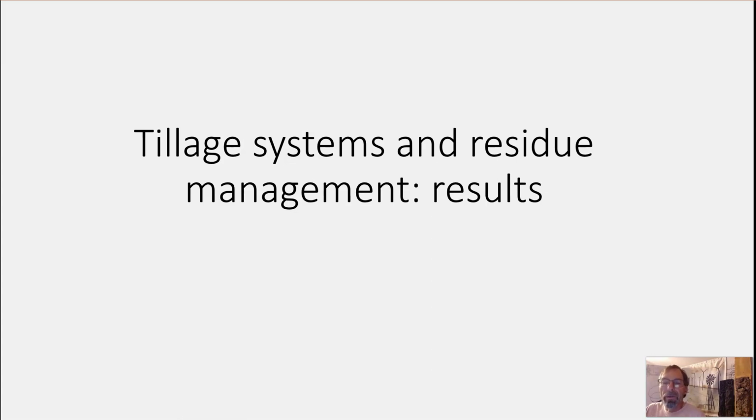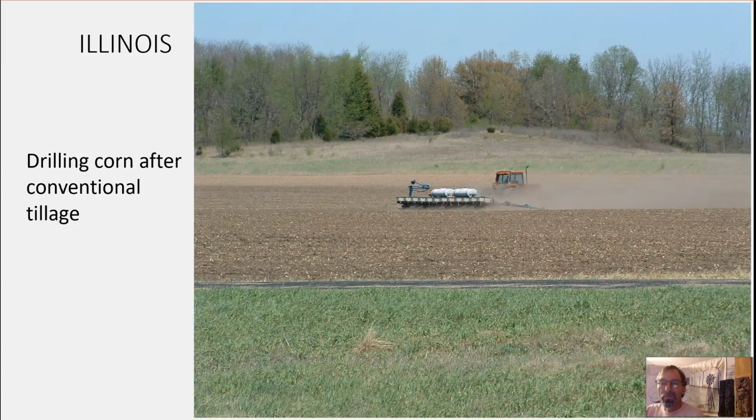Let's talk for a little bit about tillage systems and residue management, looking at the results on the ground after a tillage event. This is a picture from central Illinois. Farmer is drilling corn. After conventional tillage, you can see very little residue left on the surface. You can also see there's a lot of dust blowing.